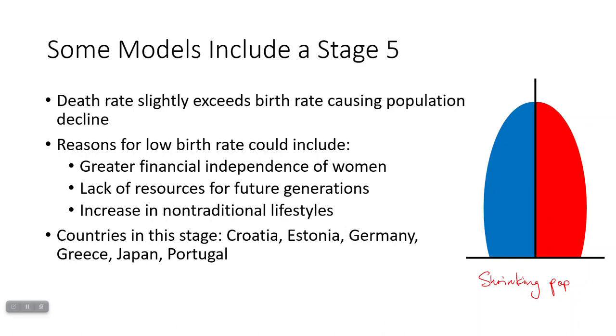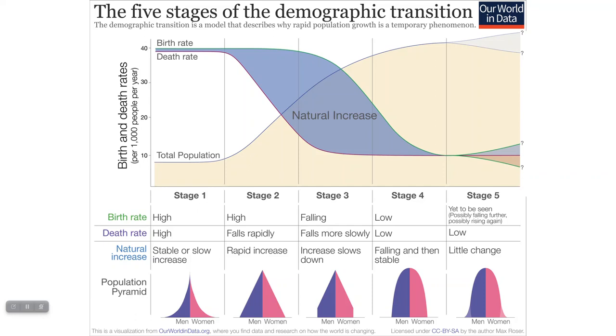Japan, in particular, is noted for having a shrinking population that has become a big concern for the country's leadership because their population is going to decrease in size, which means they're going to have an aging population without people to support them. So, this is a very complicated graph showing you a lot of information. Let's look at what's important.